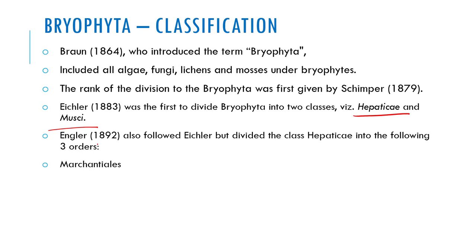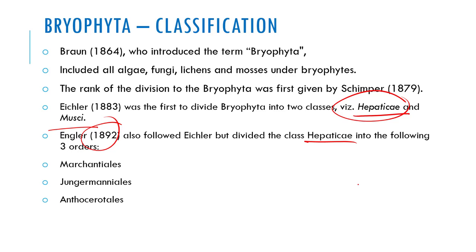Engler, another German, in 1892, divided this particular class, the Hepaticae, into the following orders: Marchantiales, Jungermanniales, and Anthocerotales. Now he included Anthocerotales, or Anthoceros, along with Hepaticae. However, as we shall see soon, scientists realized that the Anthoceros are not a close relative of Hepaticae.